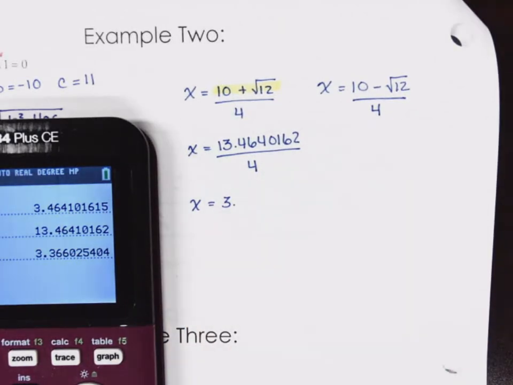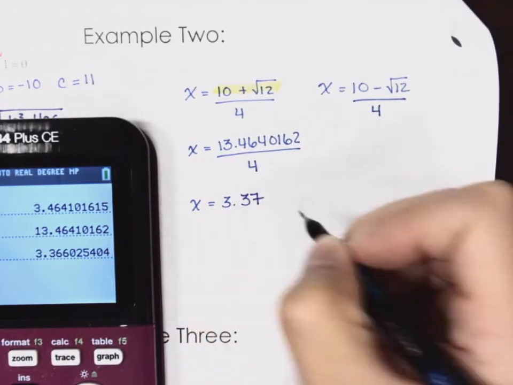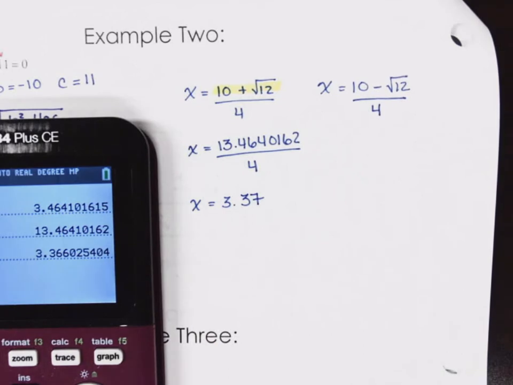And what decimal place do you think we should round to? 2 or 3? 2? We like 2? Okay. So my first x-intercept is going to be at a positive 3.37.